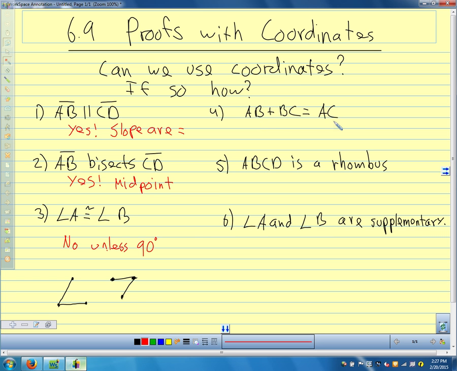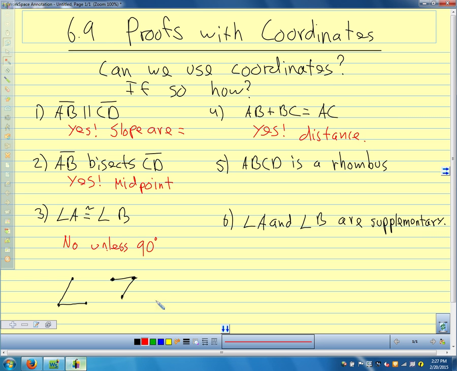All right, so number 4 says the length of AB plus the length of BC is the length of AC. Can we use coordinates to figure that out? What do you think, Anna? Yes, with the distance formula. This is asking us about lengths. Anytime we're looking at something that has to do with lengths, we can use the distance formula.